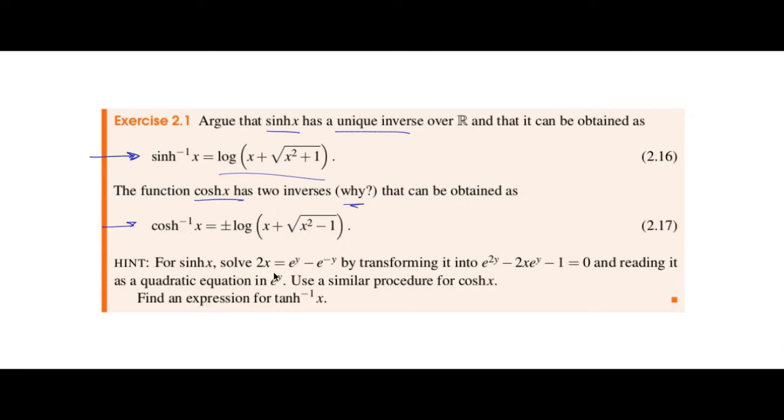The hint is to solve this equation by transforming it into a second order equation where you write z equals e to the y. So this is z squared minus 2xz minus 1 equals 0, and then you can solve it and take logarithms. A similar procedure works for the hyperbolic cosine. And can you find an expression for the hyperbolic tangent?